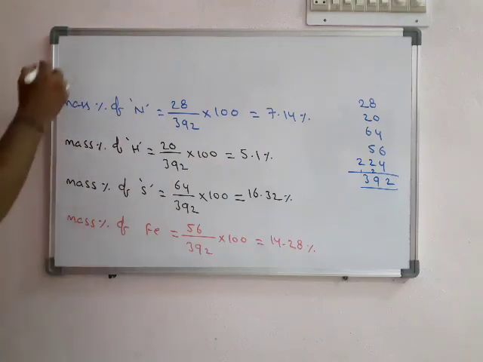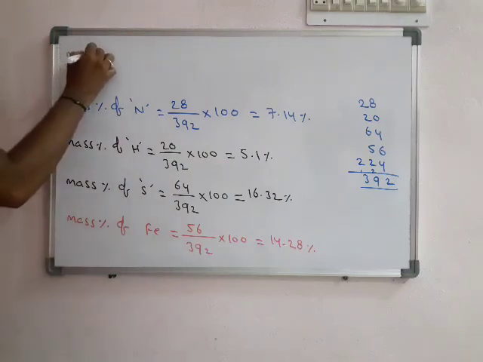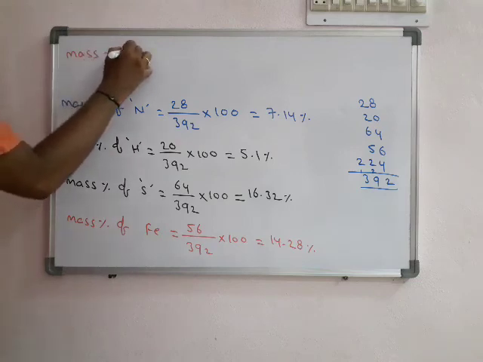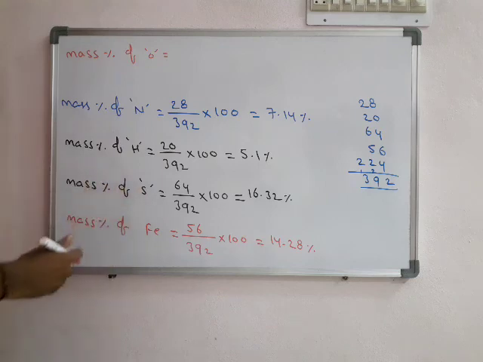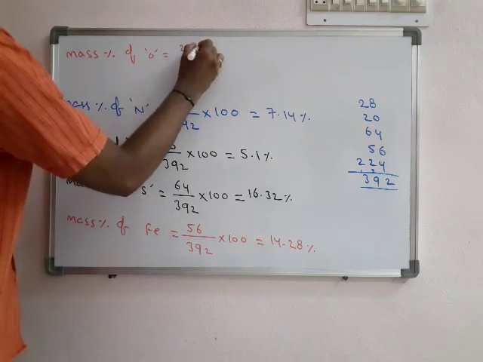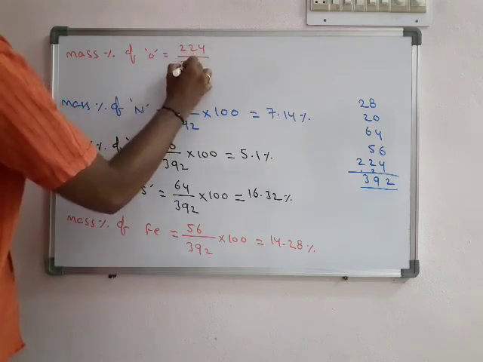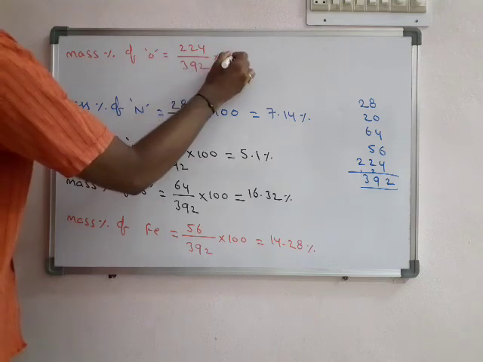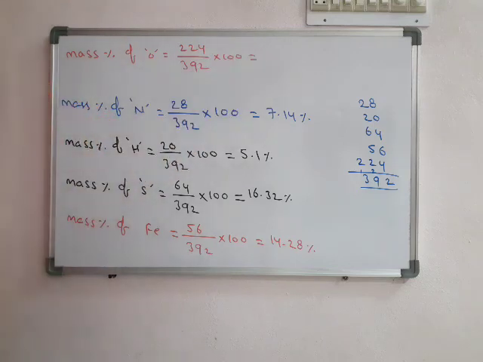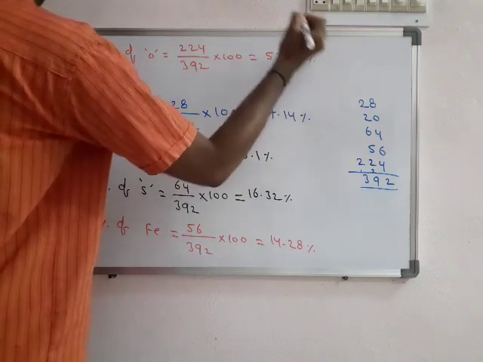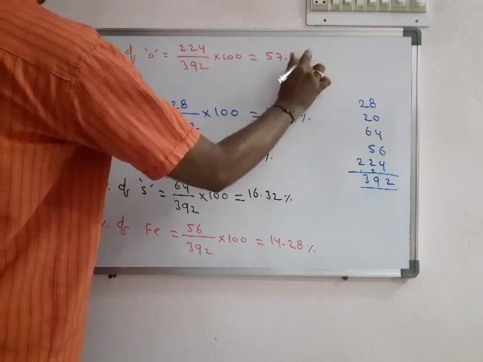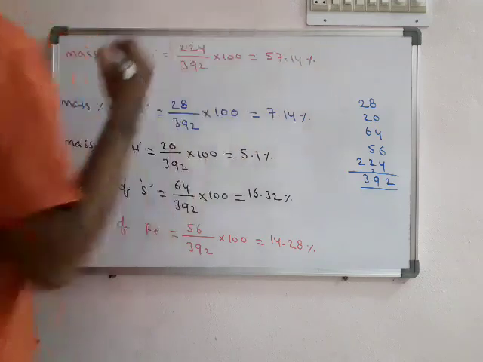The last element remaining is oxygen; the mass percentage of oxygen we have not done. So oxygen, how much? 224. Here also oxygen is getting the maximum percentage.